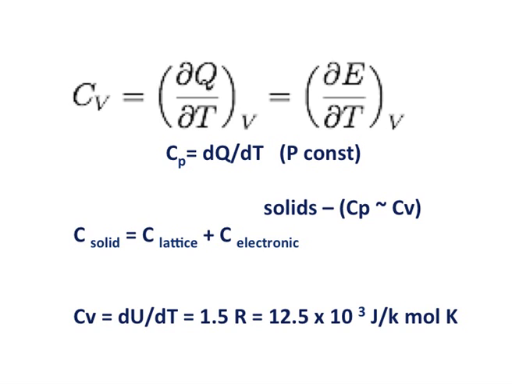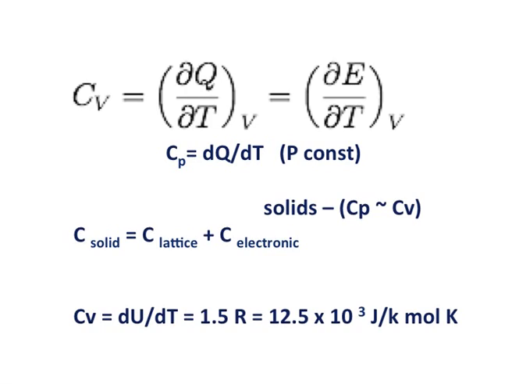is divided into two parts. One is when the electron takes the heat energy, it will have the specific heat for the electron, and when the lattice takes the energy, it will be the lattice specific heat. So for a solid, the lattice specific heat and the electronic specific heat, these two are there. Now Cv is equal to the internal energy of the material, also called U, dU by dT, that is equal to 1.5 R, which has a value of 12.5 into 10 to the power of 3 joules per kilomole degree Kelvin.